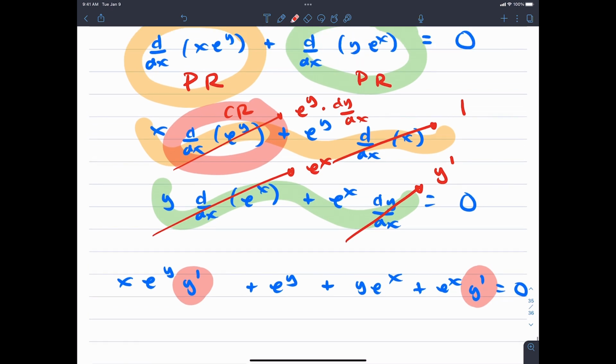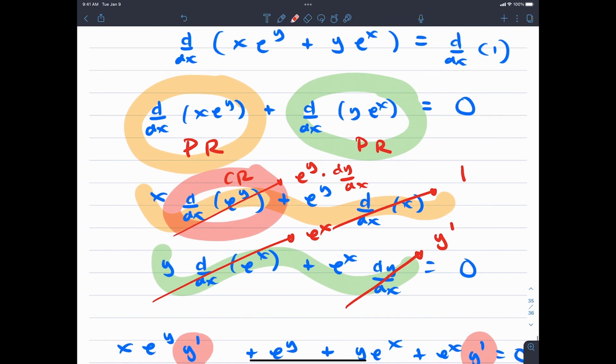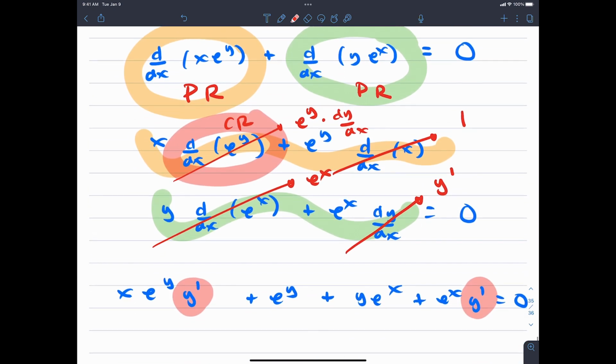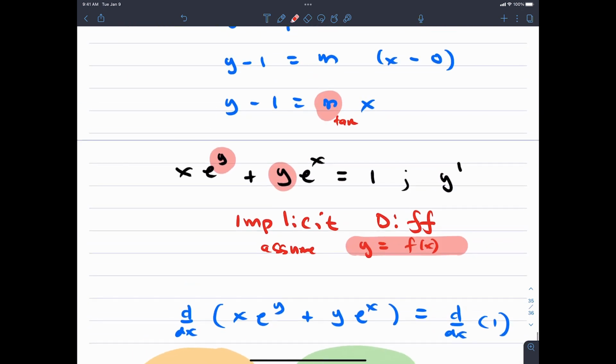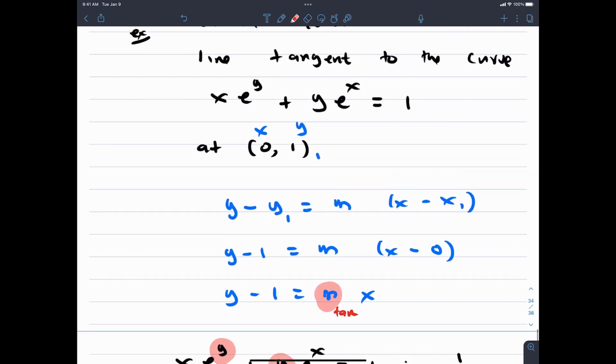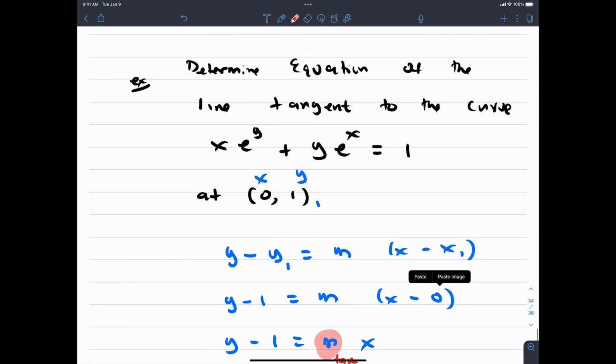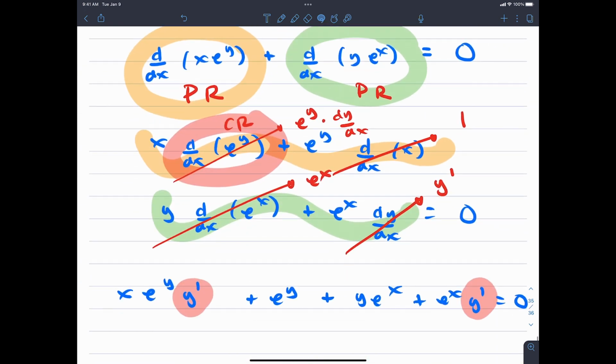Double check, see if we didn't mess it up. All right, double check the work, ladies and gentlemen. x e to the y prime, plus e to the y plus y e to the x plus e to the x y prime. Okay, remember we have to solve for y prime, but in the context of the question, they want y prime evaluated where? At the location here for these x and y values. x is 0, y is 1.